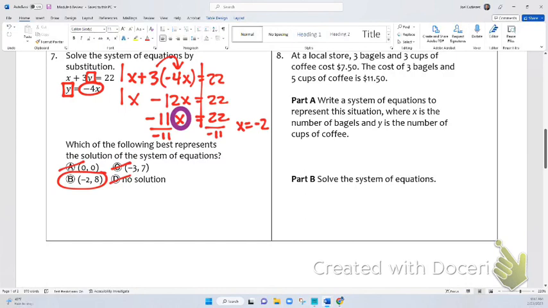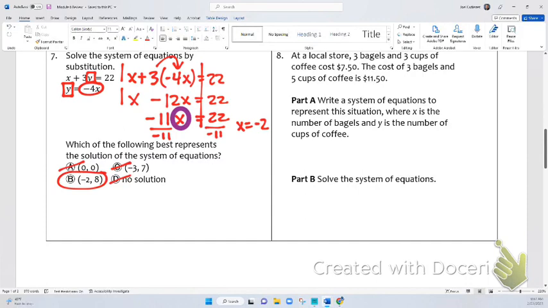For number 8, these are the ones that we just recently did for homework last night. So we gave you a word problem. You have to create a system of equations and then, of course, solve. So this one says at a local store, 3 bagels and 3 cups of coffee cost $7.50. The cost of 3 bagels and 5 cups of coffee is $11.50.